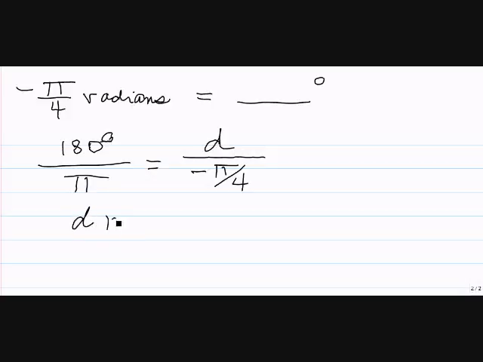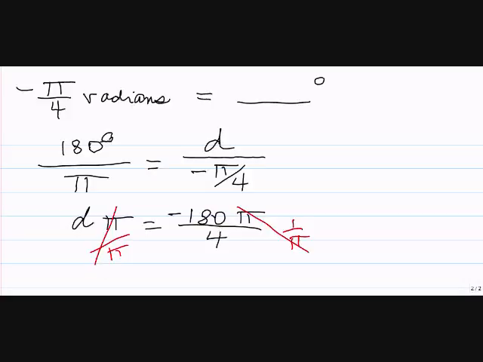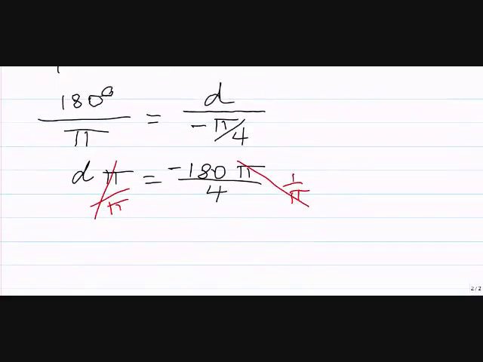D times pi is 180 times negative pi over 4. I can divide both sides of this equation by pi, or multiply by 1 over pi, same thing. And my pi's all get to cancel. No pi for you.